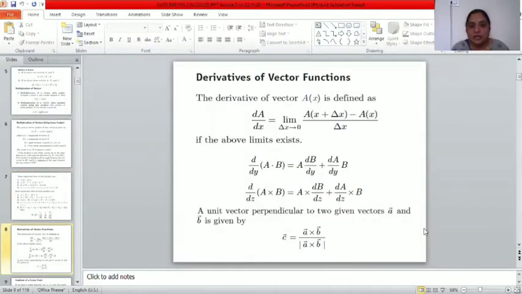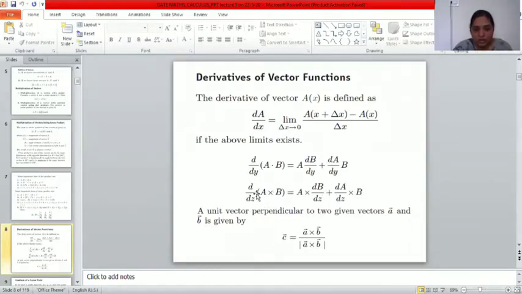Next, derivative of a vector function. The definition of derivative is the limit as delta x tends to 0 of a of x plus delta x minus a of x upon delta x. If the above limit exists, we can say it is a derivative. So the derivative of a dot b, the dot product, can be defined as a into db by dx plus b into da by dx, first into derivative of second plus second into derivative of first, similar to the UV rule.